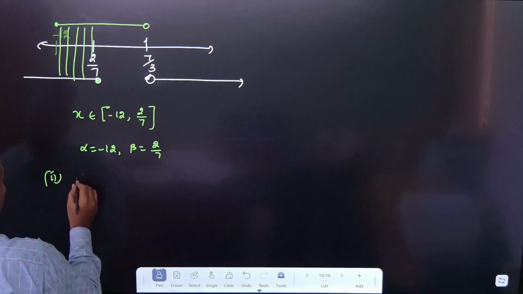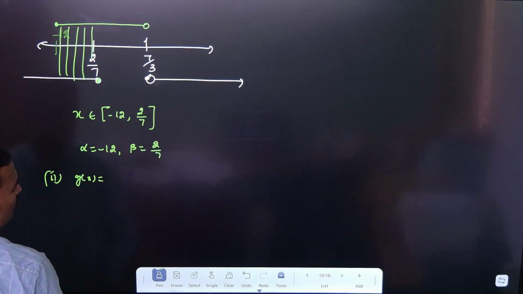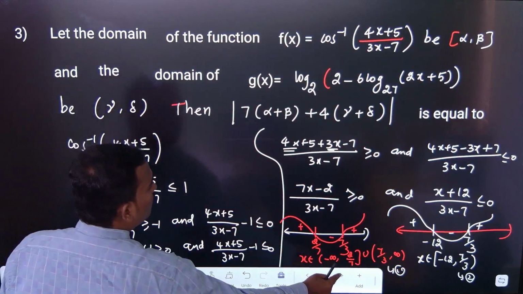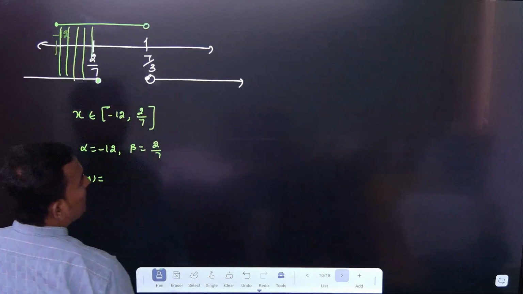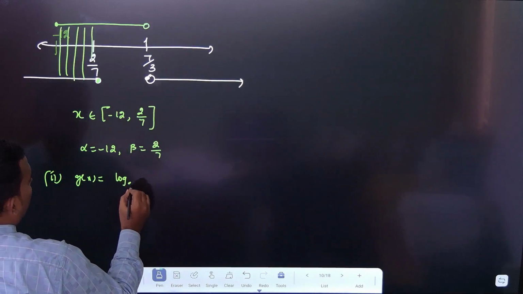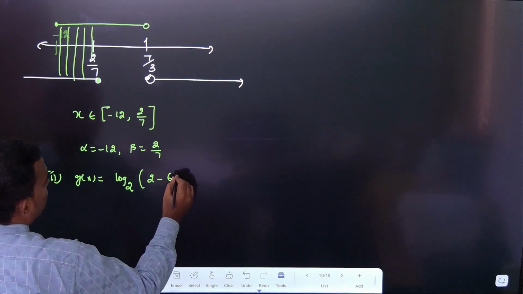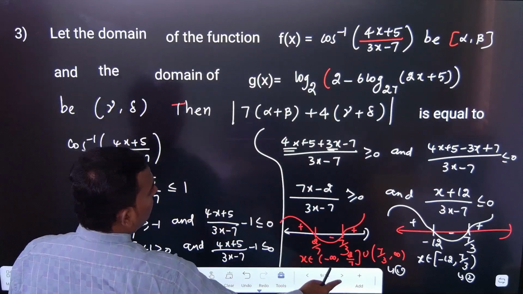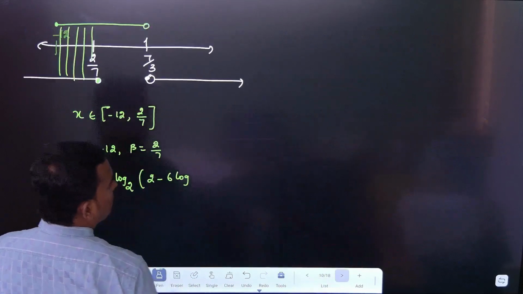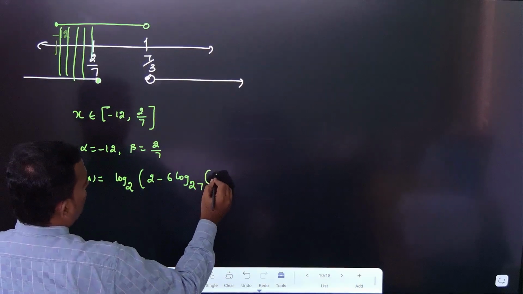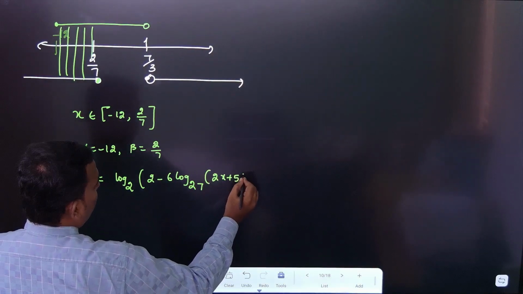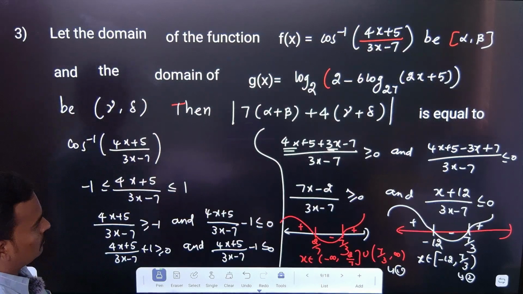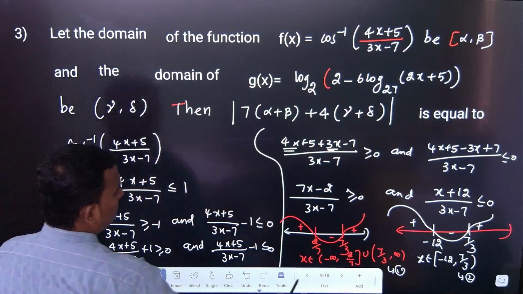Let's say the second one, g of x. What is g of x? Log base 2 of 2 minus 6 times log base 27 of 2x plus 5. Check it once. Yes, correct.